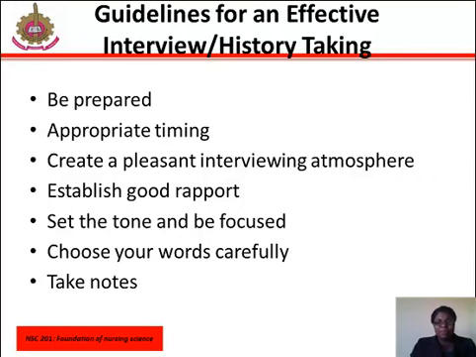Then you establish good rapport. You greet the client by name if possible. You sit and chat with the client before the interview, and be sure to explain the purpose of the interview and show concern for the patient's story. Set the tone and be focused. You encourage the client to talk about his chief complaint. This helps you to focus on the most troublesome symptoms.